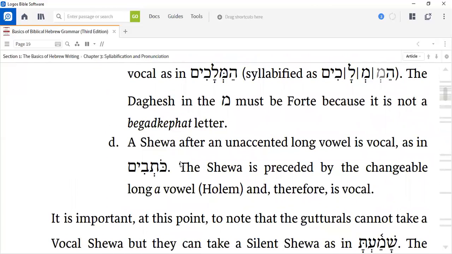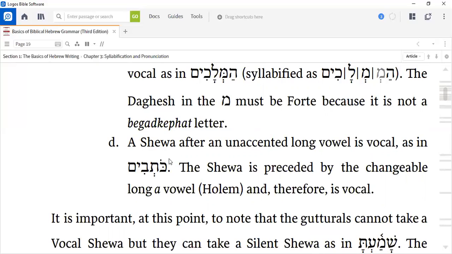This rule right here: a schwa after an unaccented long vowel is vocal, as in kotevim. That is the Sephardic pronunciation as well as the traditional textbook pronunciation. Because we are trying to be internally consistent and use the modern Israeli pronunciation, we will not follow this rule. And so this is a silent schwa.